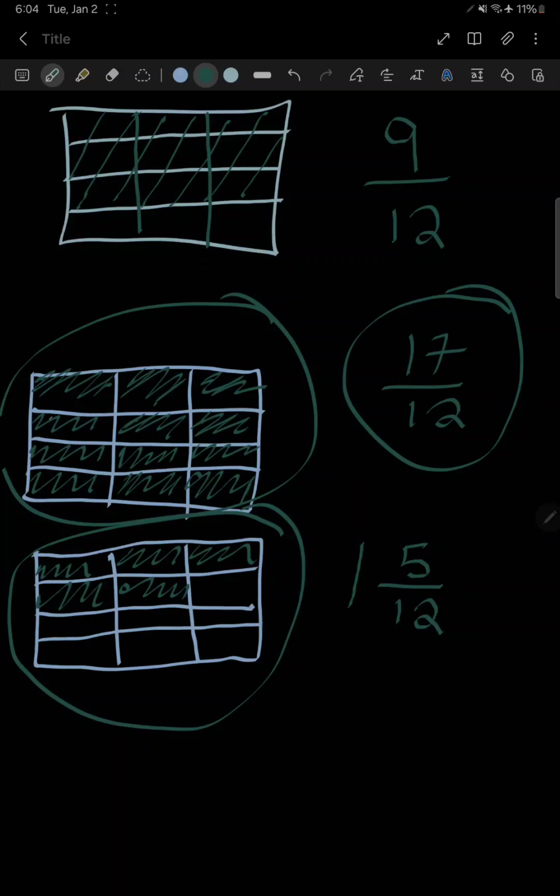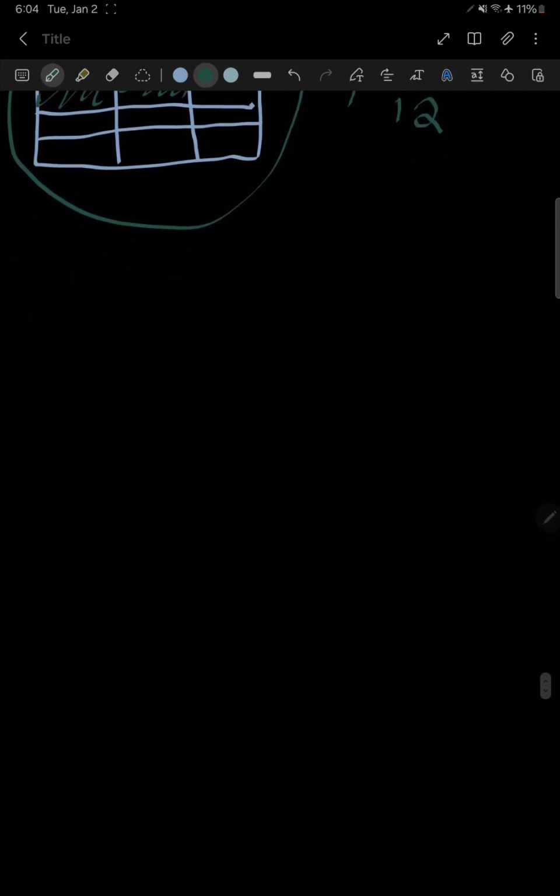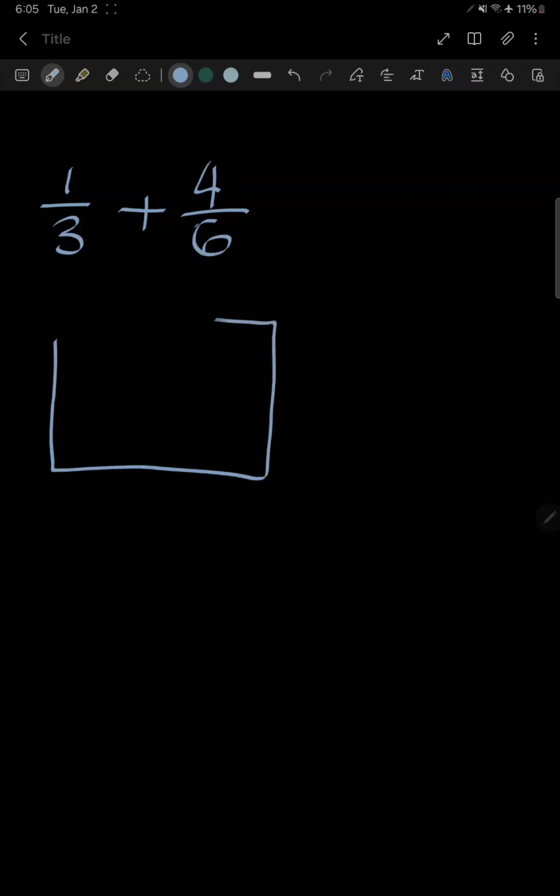Okay, let's do one more and then I'll let you go off to your lesson. This time, let's do 1/3 plus 4/6. 1/3 plus 4/6. Okay, so I'm going to draw my rectangles.